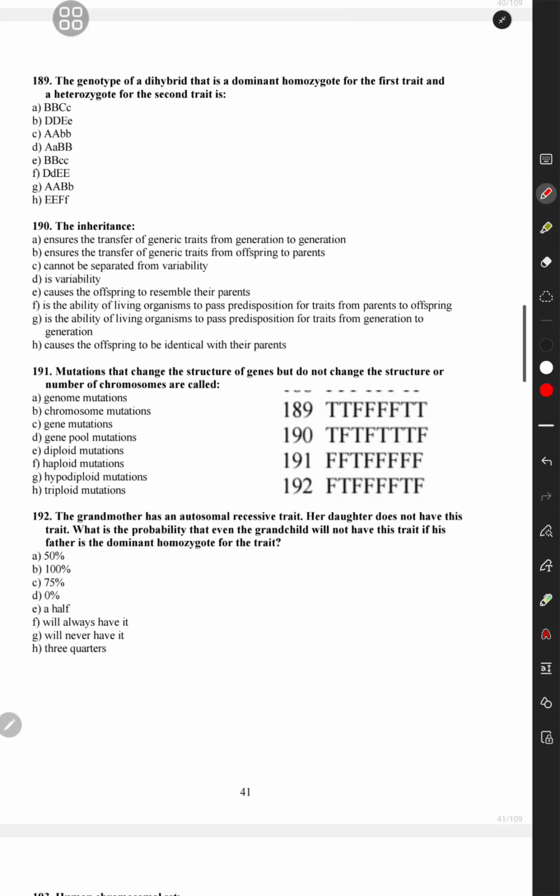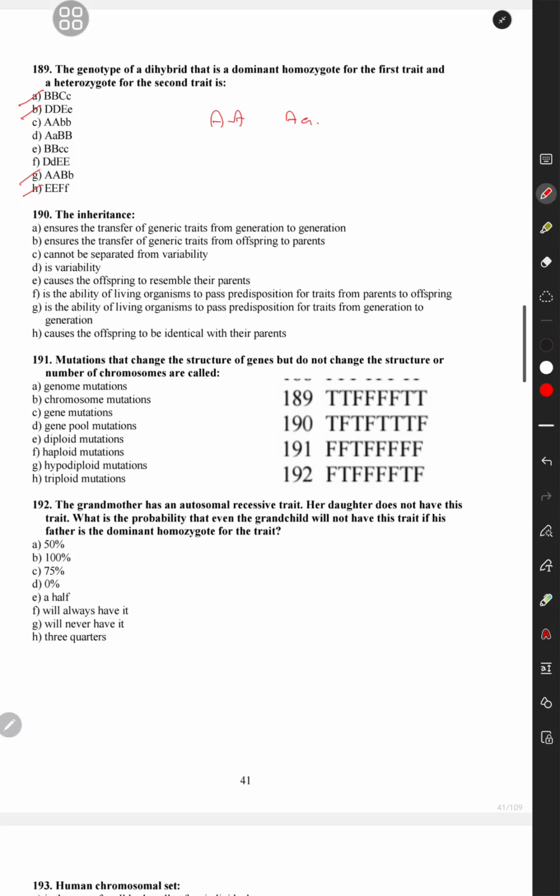The genotype of a dihybrid that is dominant homozygote for the first trait and heterozygote for the second trait is dominant homozygote for the first trait and heterozygote, dominant hetero. Yeah, true, आखिरी true.